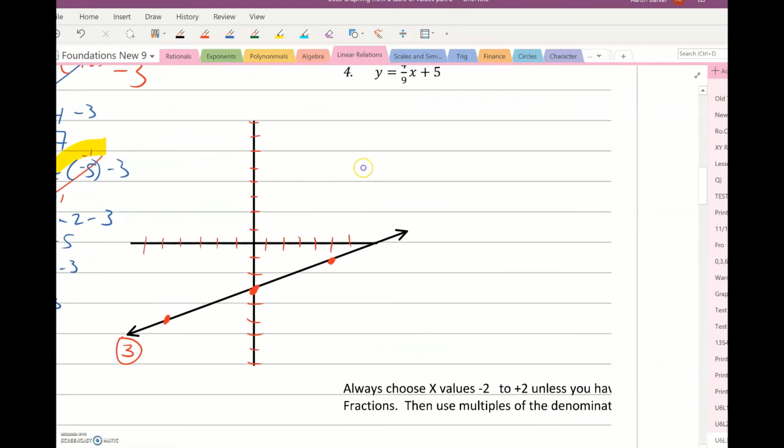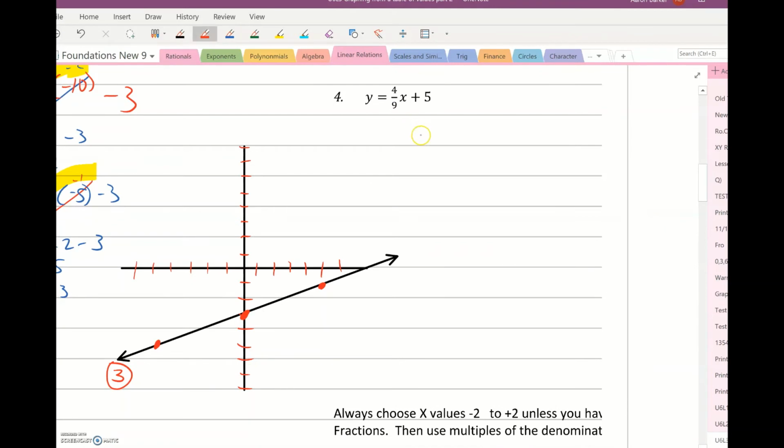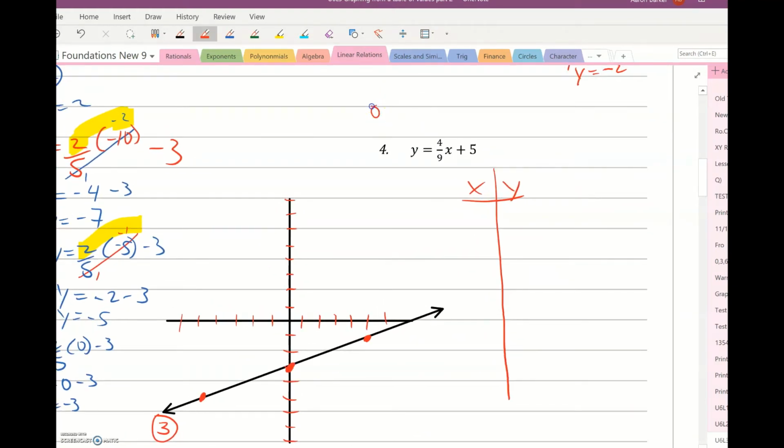Okay, let's do number 4. So number 4 real quick, my input of my x and my y. Choose numbers that are going to give you integers. So if I have multiples of 9, that's going to be 9 and 18. So don't forget about the negative numbers, -9 and -18. So I start with -18, -9, 0, 9, and 18.